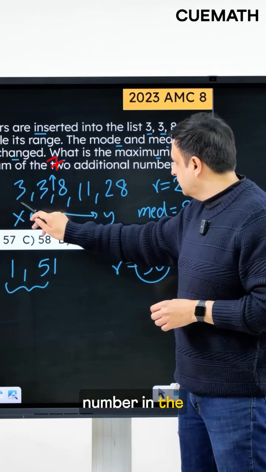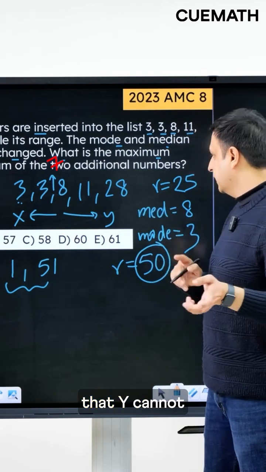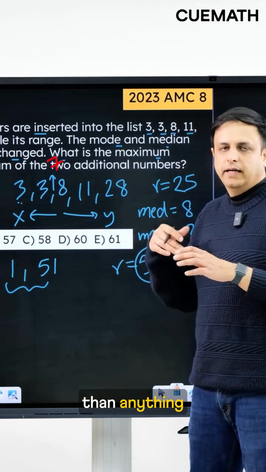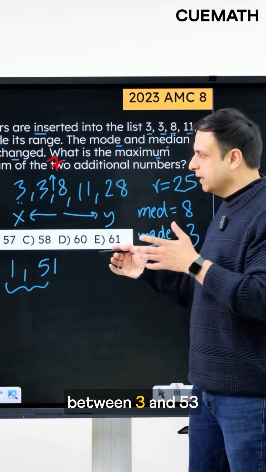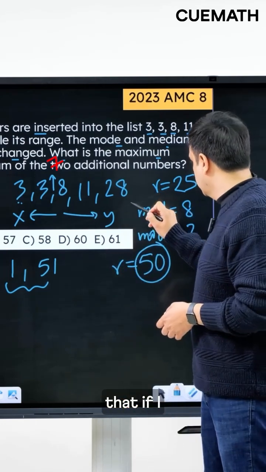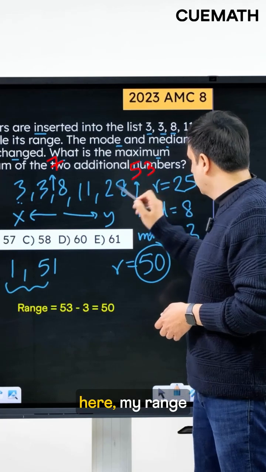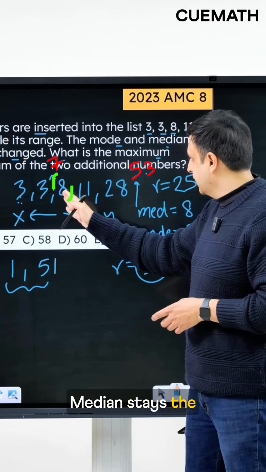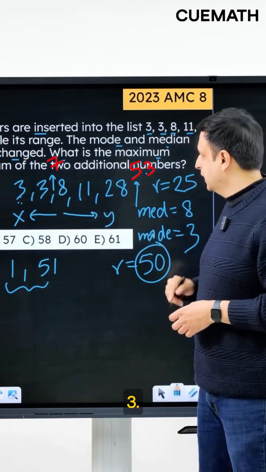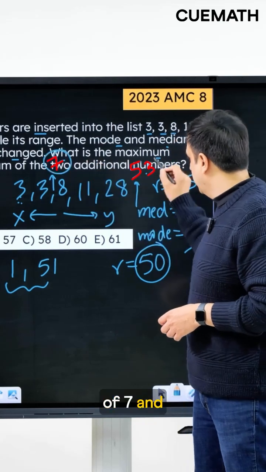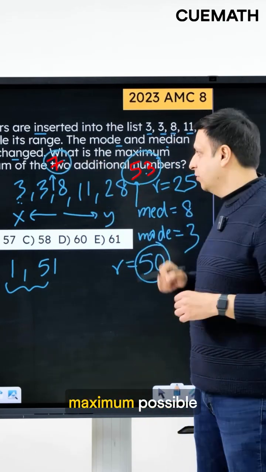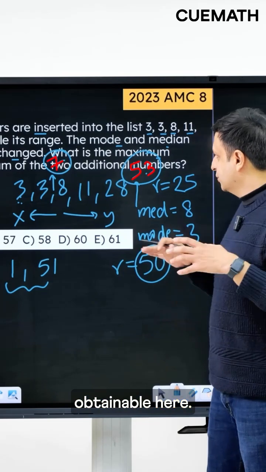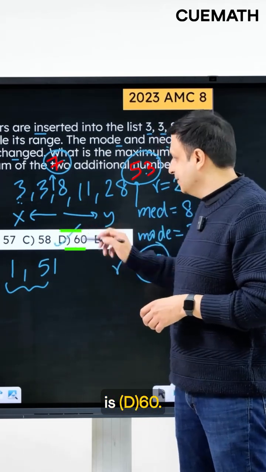Now the smallest number in this set is still 3, which means that y cannot be anything higher than 53, because the difference between 3 and 53 is 50. So if I insert 53 over here, my range becomes 50, which satisfies this constraint. Median stays the same and mode stays the same, 3, and this sum of 7 and 53, which is equal to 60, is the maximum possible sum that is obtainable here. So the answer in this case is D, 60.